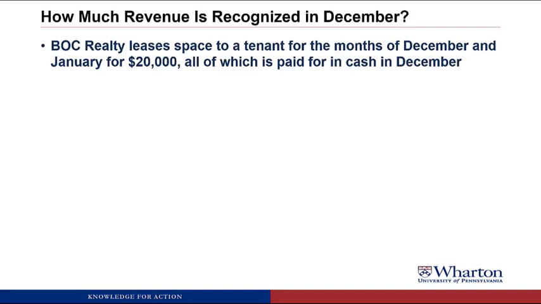Next, BOC Realty leases space to a tenant for the months of December and January for $20,000, all of which is paid for in cash in December. The answer here is $10,000. We've received the cash, so we know whatever revenue we're going to record meets the realized criteria. But the question is, how much have we earned in the month of December? If BOC is getting paid for December and January, the way they earn revenue is by providing space to the tenant for December and January. BOC's only provided space for December, so they can only record revenue for December, which would be 1/2 of the $20,000 or $10,000. That's the amount that's been earned in December.